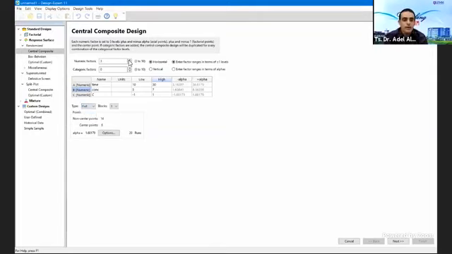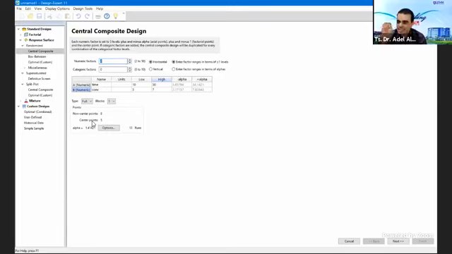So in our case, we have only two factors. They said you are going to run 13 experiments. The non-central points are 8, and the central points will be 5. Five means you are going to repeat one experiment 5 times. The other 8 will be distributed between the others.